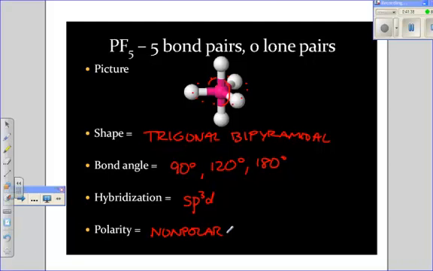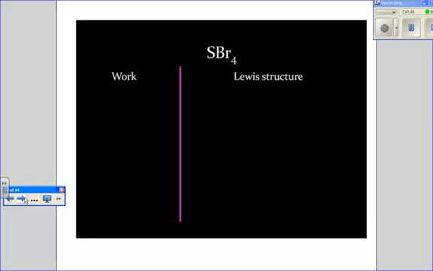So that's my 5 shape, and lock that thing in. Flat triangle, one on the top, one on the bottom. We're going to use it again right here. Okay? SF4, see you in a minute.